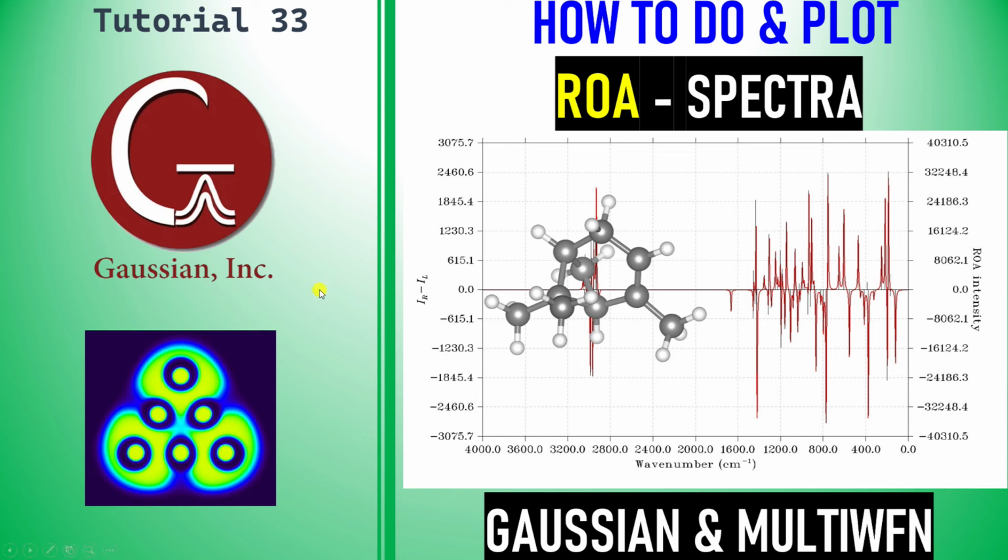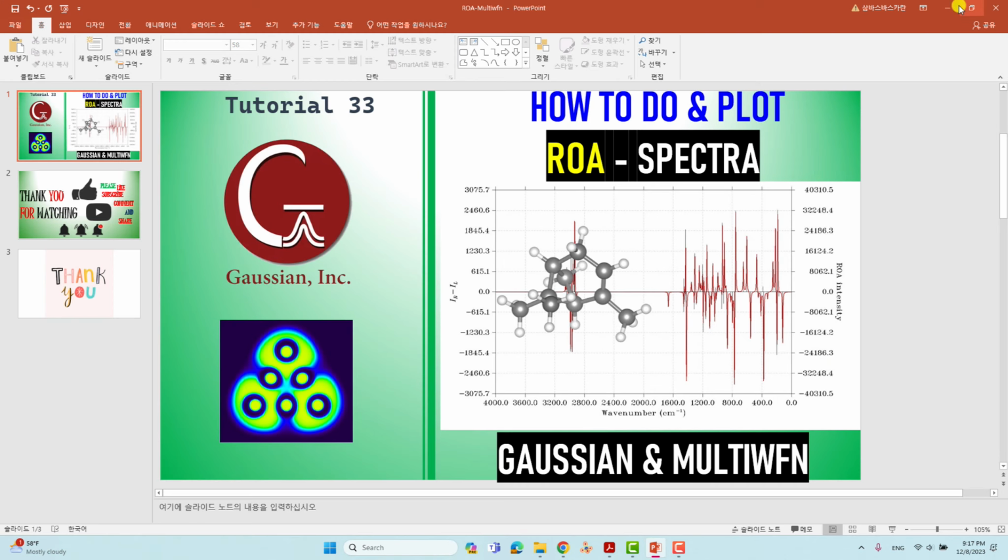In this tutorial I am going to explain how to do and plot the ROA spectrum of alpha-pinene using Gaussian and Multiwfn software. So this is the simulated ROA spectrum of alpha-pinene. ROA means Raman Optical Activity spectrum. Before doing the Raman optical activity calculation, we have to optimize our alpha-pinene first.